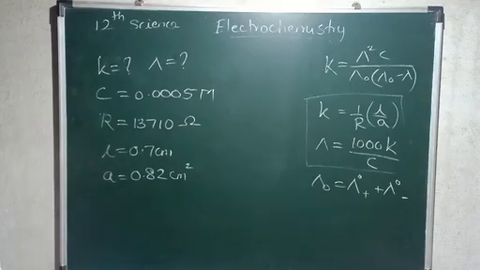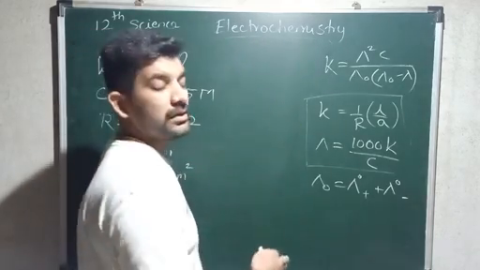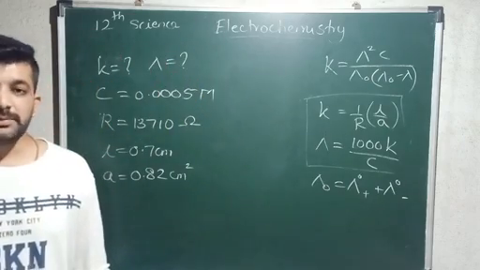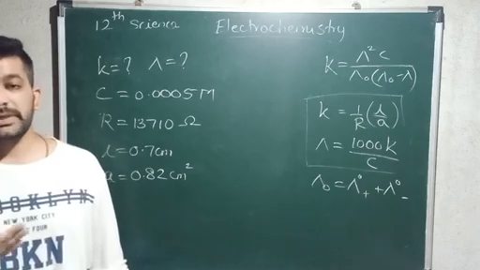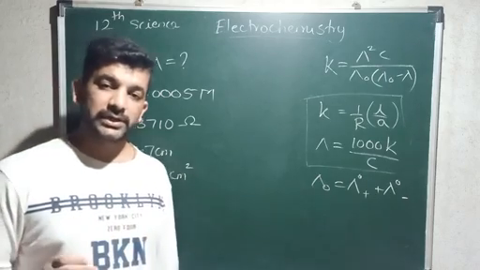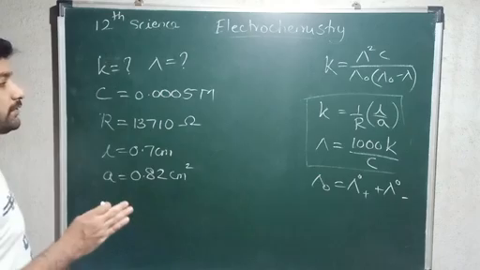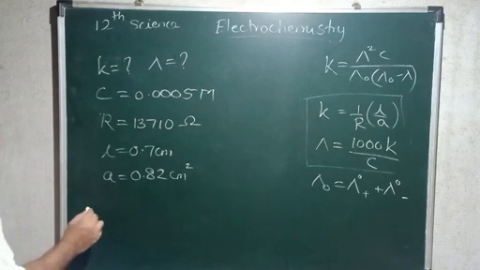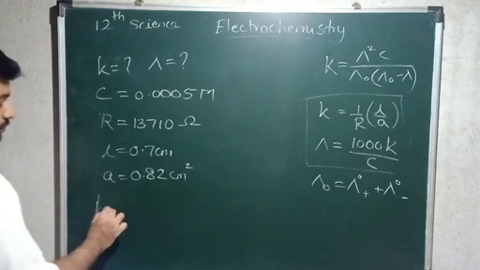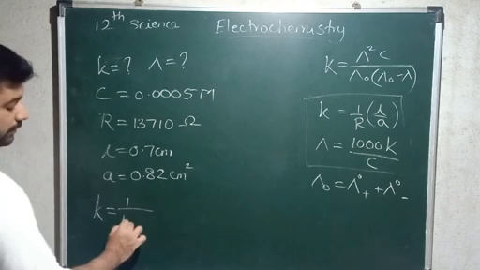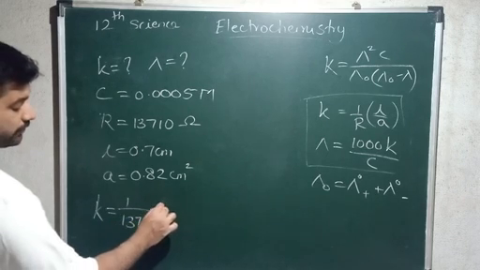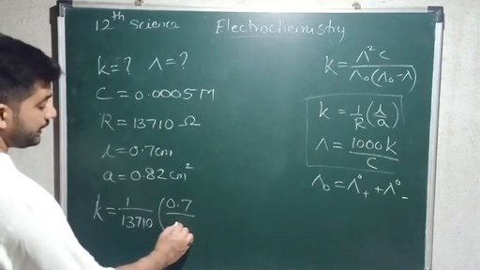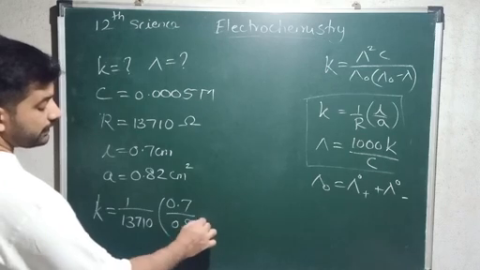They give the temperature, 25 degrees Celsius. Now in our formula there is no such temperature term, but yet they give temperature to confuse us. So don't get confused with the temperature term. We are not going to require temperature over here. So first we are going to find out the value of K. So small k is equal to 1 upon 13710 into L, that is 0.7, upon A, that is 0.82.